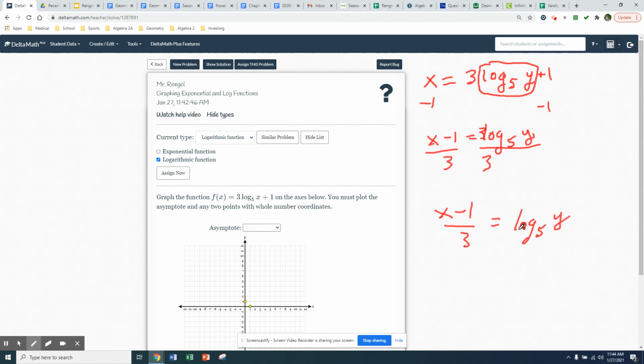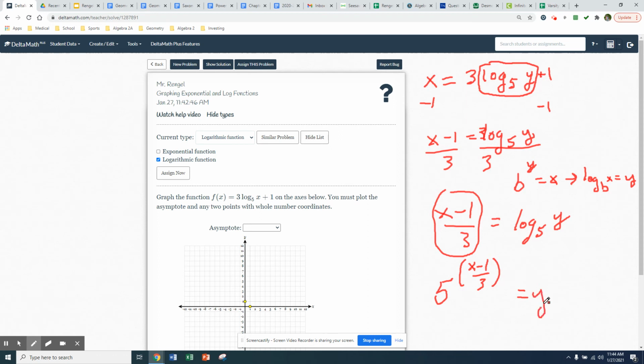Okay, now is where we can convert this into an exponential. So remember our exponential, we talked about in day 1, b to the y equals x. That's going to transfer into log base b of x equals y. So there's where we're in our logarithm form, we're going to transfer it back into exponential form. So my base is going to be 5. My exponent is going to be x minus 1 over 3. Remember, logs solve for exponents. So this thing right here, that's your exponent, equals y. So there I'm back into exponential form.